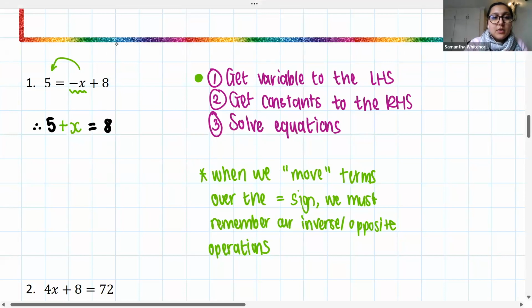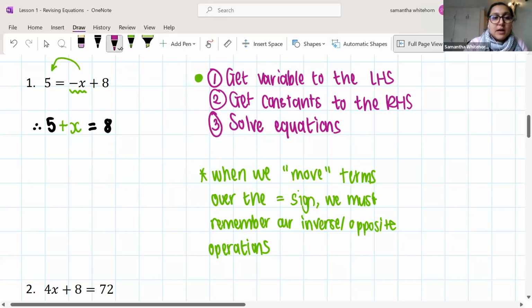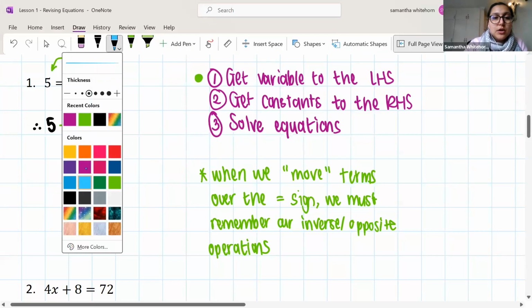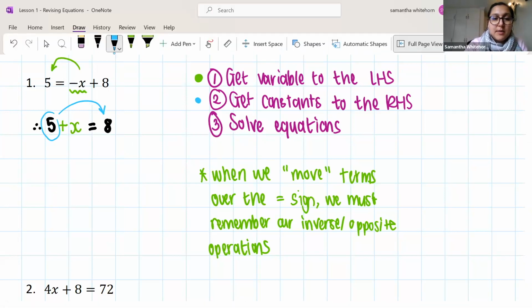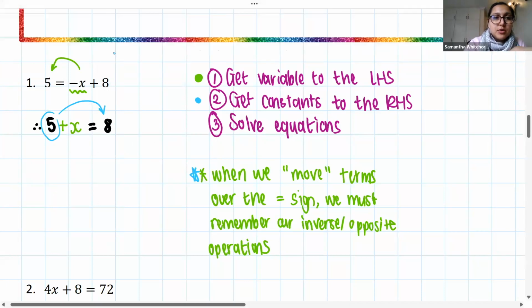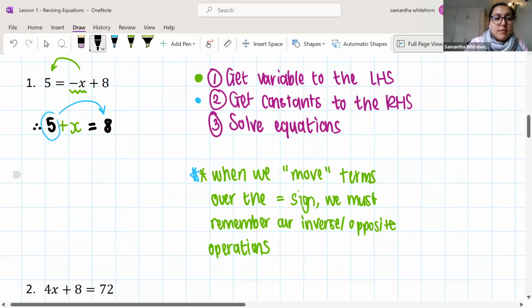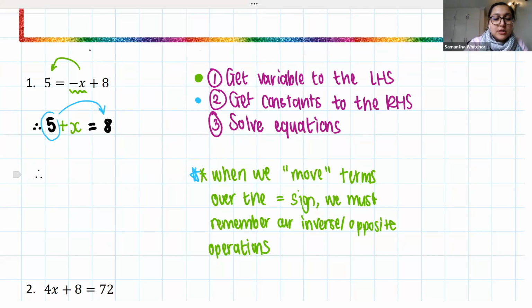The second thing that I want to get done is to get my constant to the right-hand side now. That means that this 5 needs to join the 8 on the right-hand side. And exactly the same thing needs to happen. When I move terms across my equal sign, I need to remember to use my inverse operations.